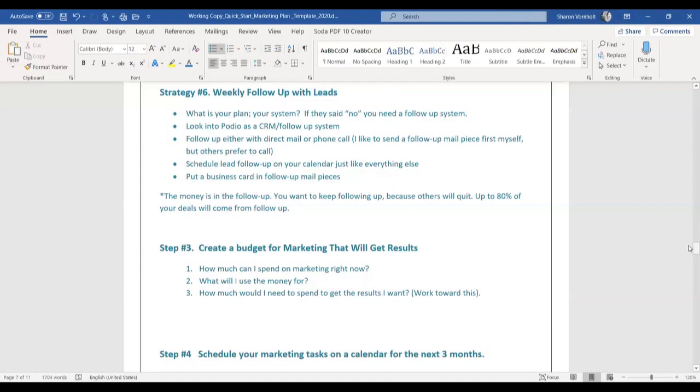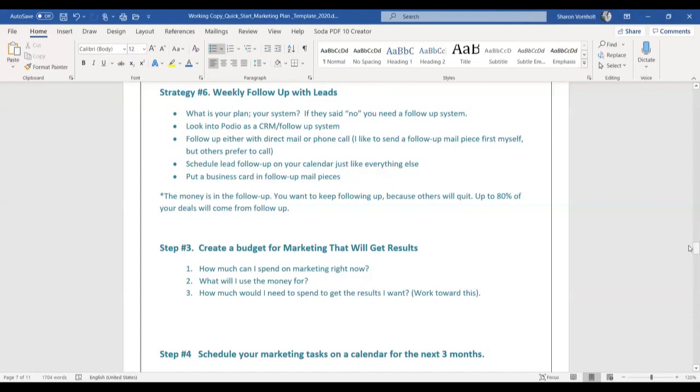Now, step 3, where in this process, we've been going through strategies, but step 3 is to create a budget for marketing that will get results. So you need to have a clear idea of how much money you can spend on marketing. Remember, you've got to spend your money or your time or a combination of both. You have to know what you're going to use the money for. If you have $1,000 a month, we'll just use that as an example. You have a W-2 job, you've put aside some money for 6 months for marketing. A lot of people do that. They front load their marketing campaigns while they still have a job.